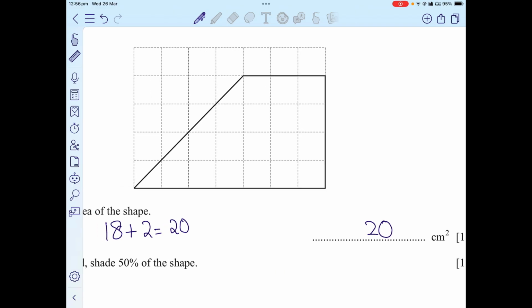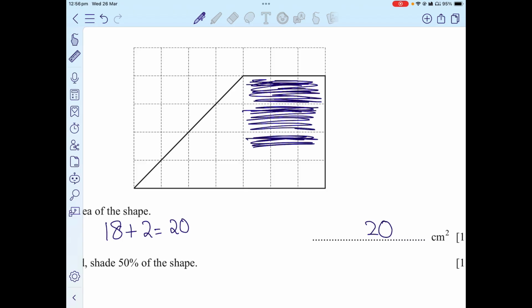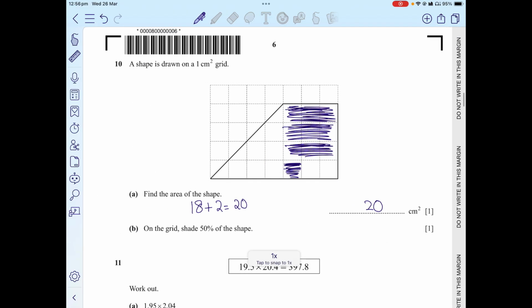So you can shade any 10 squares. For example, I would shade 1 2 3, these three. Use your pencil please. 4 5 6, so it will be a total of 6. 7 8 9, so these, and then one more over here. And this is how you're going to shade 50% of the shape.